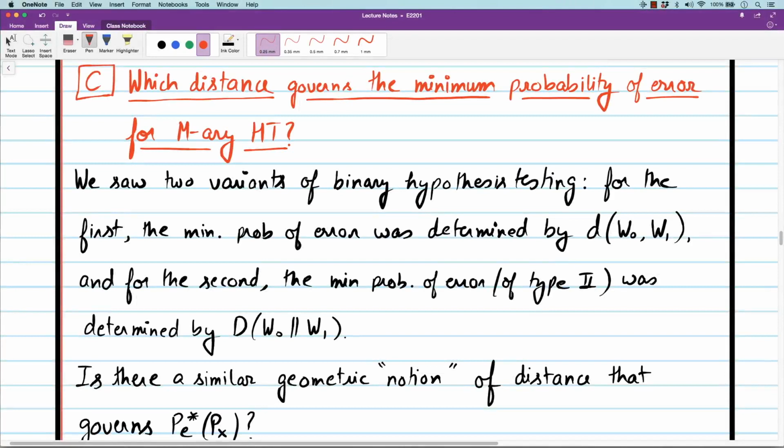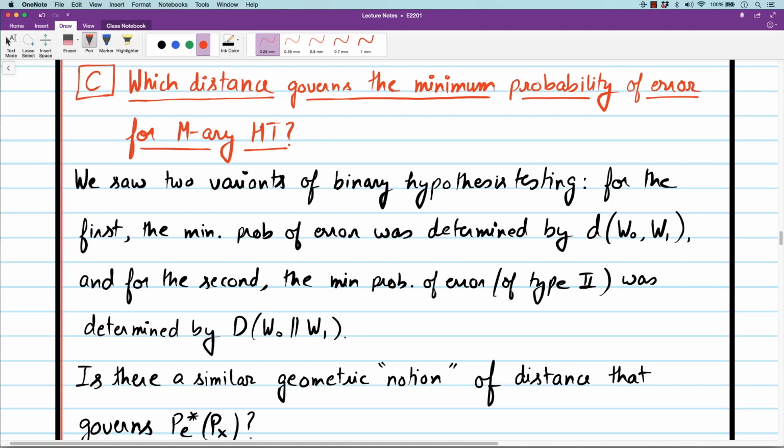In the last lecture, we saw that the maximum a posteriori probability test, the MAP test, minimizes the average probability of error, where the average is taken with respect to this distribution Px. Earlier, we had seen that for binary hypothesis testing problems, the difficulty of the problem is determined by a distance between the two hypotheses. So the question is, which distance actually governs the minimum probability of error for M-ary hypothesis testing? HT is just hypothesis testing.